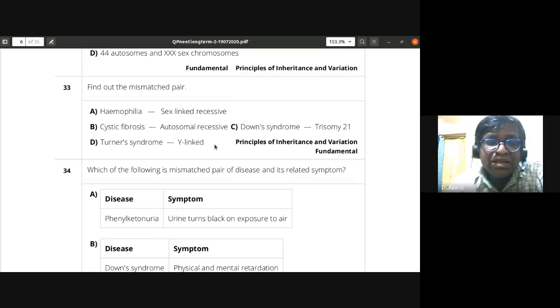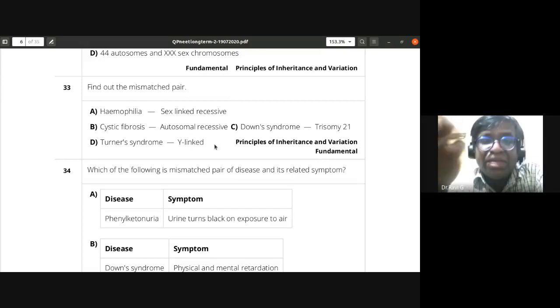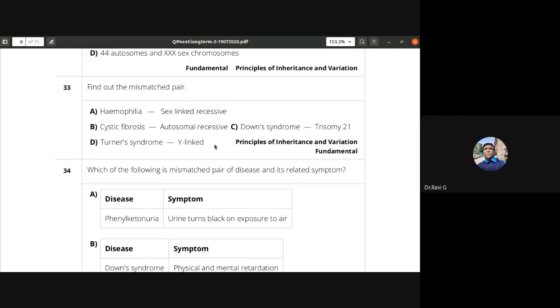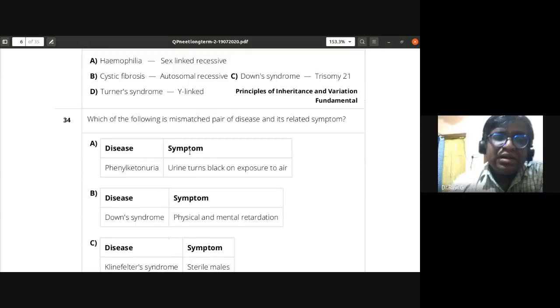See, Y-linked inheritance, you notice the appearance of hair on ears, hypertrichosis only in men. Okay, that is an example. So Turner syndrome is absence of X chromosome. So it is not Y-linked. So the mismatched pair is D. For the 33rd question, D is the mismatched pair.